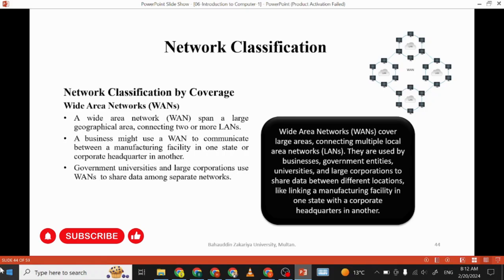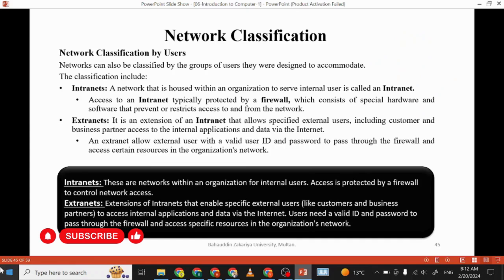Wide area networks cover large areas, connecting multiple local area networks. They are used by businesses, government entities, universities, and large corporations to share data between different locations, like linking a manufacturing facility in one state with the corporate headquarters in another.